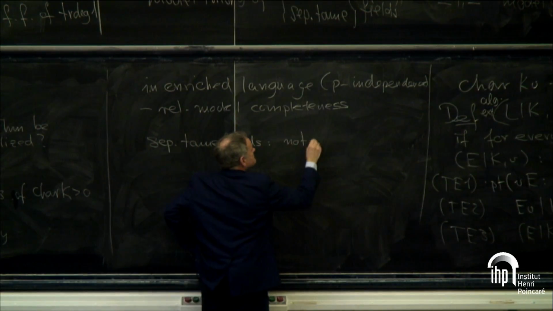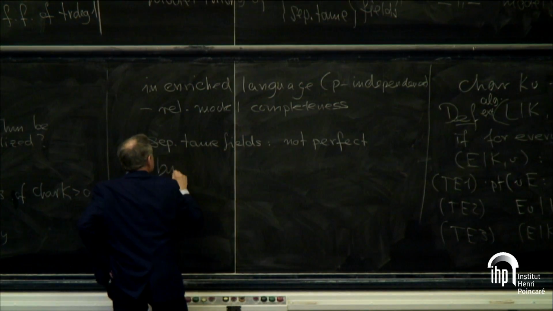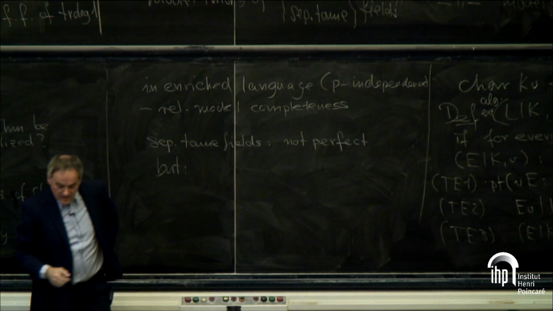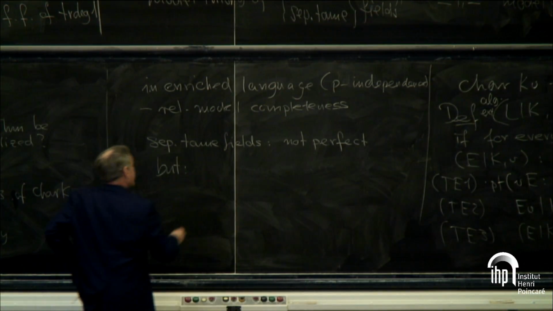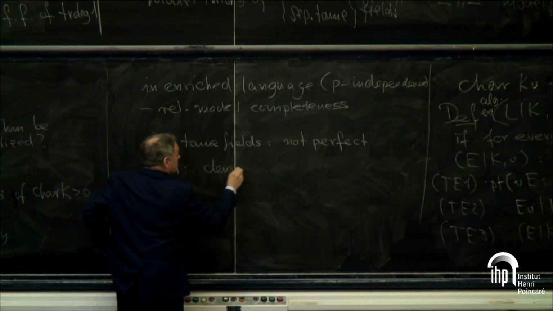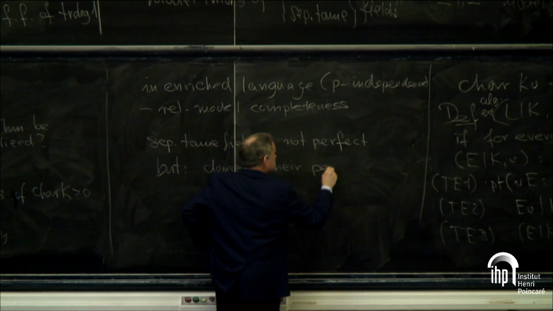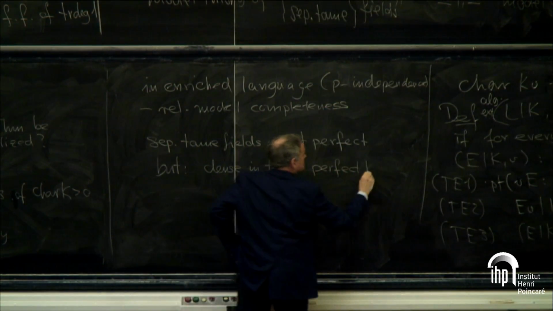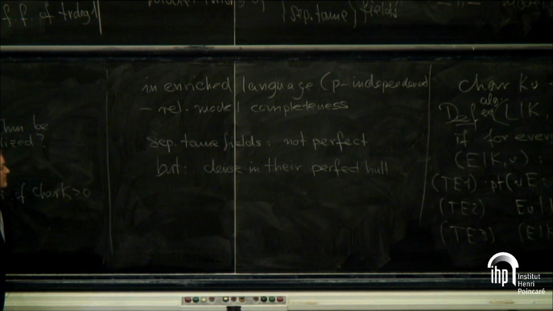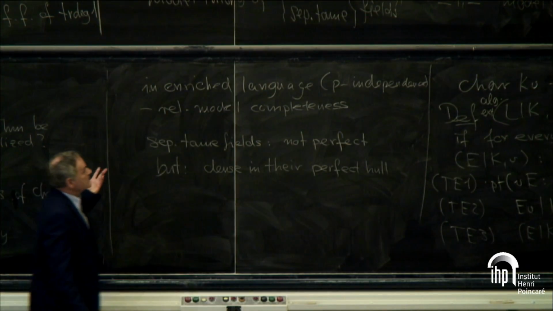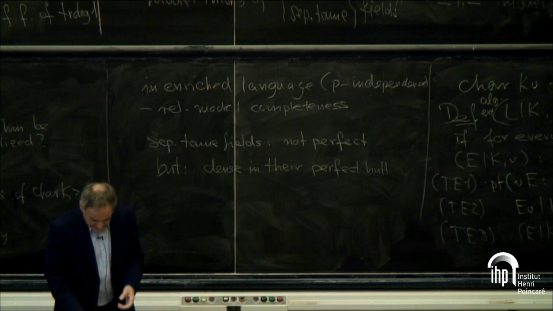Not perfect, but I have one nice feature. They are dense in their perfect hull. Okay, well, the perfect hull of F_p((t)), because it's perfect already, has the same property. So, okay, trivially.